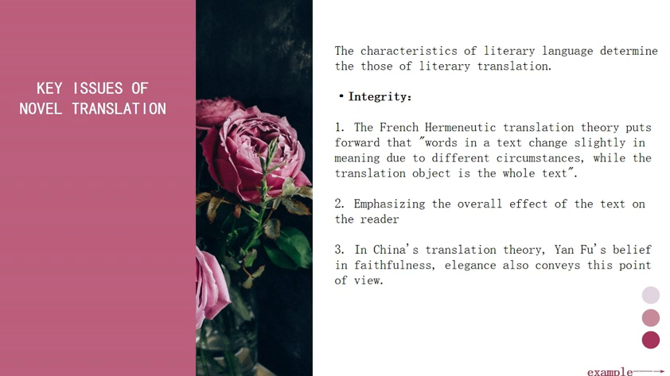And in the end, let's move on to integrity. The French hermeneutic translation theory puts forward that words in a text change slightly in meaning due to different circumstances, while the translation object is the whole text. Therefore, translation does not refer to the one-to-one corresponding translation of words and sentences. Instead, the effect achieved by the translation should be holistic, emphasizing the overall effect of the text on the reader.